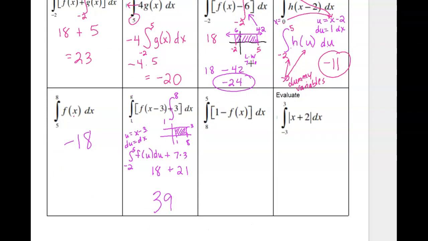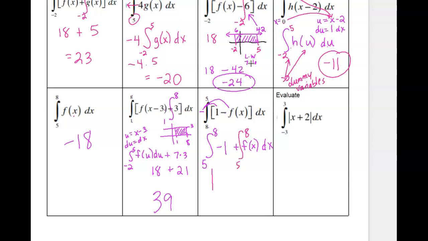All right, my next one, you have some choices. My limits are backwards, so I can change them, or I can work with them each separately. I'm just going to go ahead and change them. So if I factor out a negative or multiply by a negative on the inside, then I can change those limits. And I like to do that before I even do the problem. And that would make that a plus. And then we still can integrate these separately.